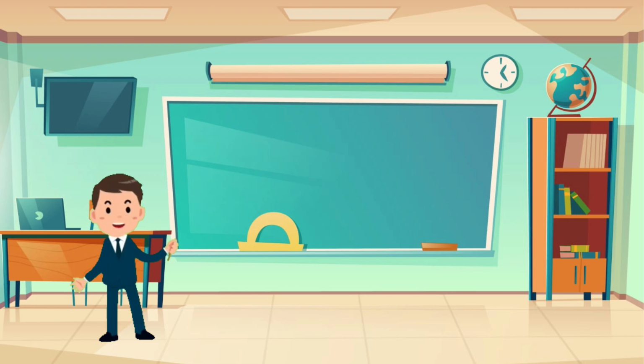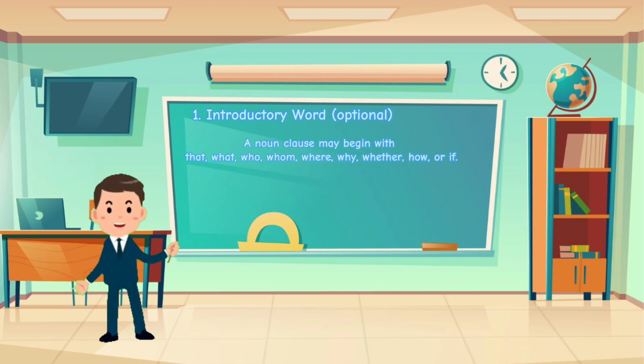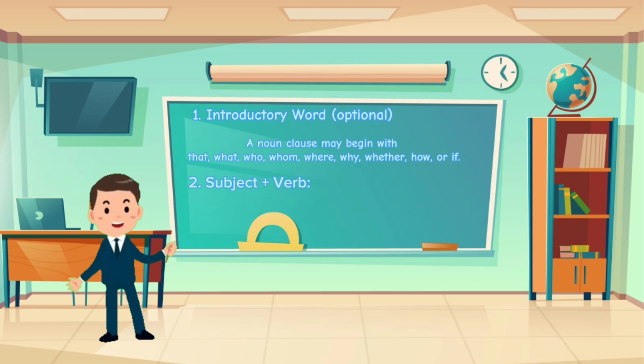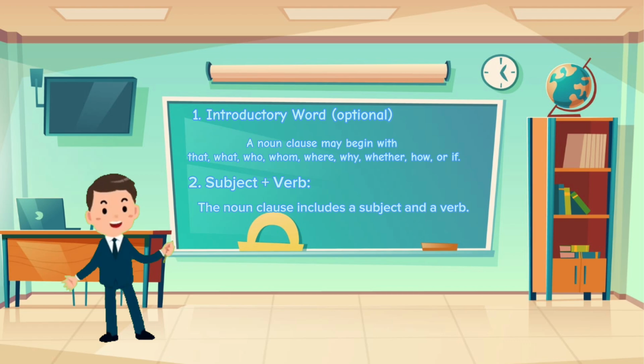Then for the structure of noun clause, the first one is the introductory word. This is optional. A noun clause may begin with that, what, who, whom, where, why, whether, how, or if. And the second one is subject plus verb. The noun clause includes a subject and a verb.